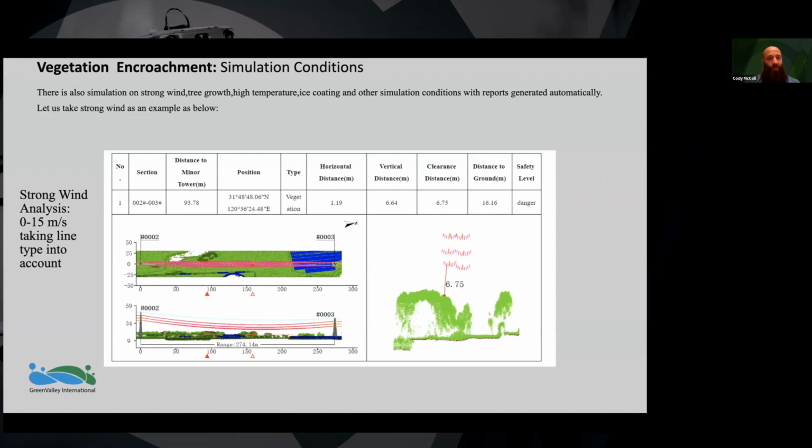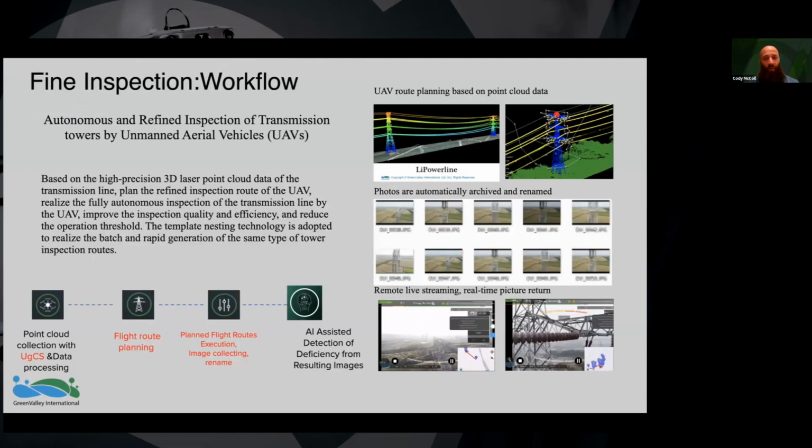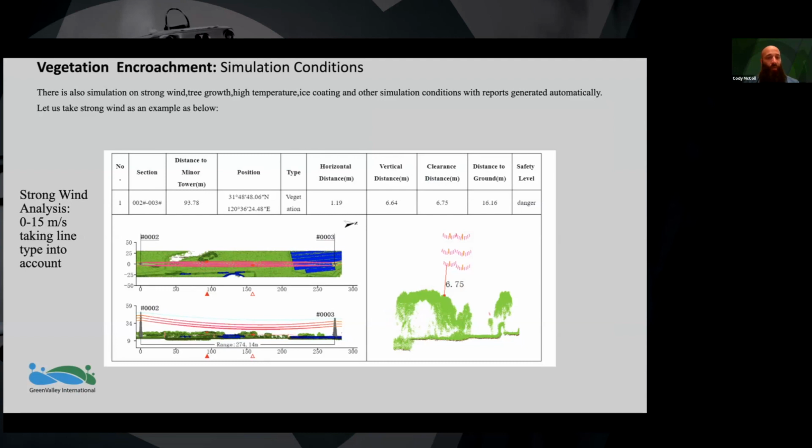Again, simulation conditions. There's also simulation of strong wind, tree growth, high temperatures, ice coatings, and other simulation conditions with reports generated automatically. So we're going to take strong wind as an example below. Strong wind analysis was 0 to 15 meters per second, taking line type into account. And again, it is indicating the safety level of danger. So if on certain days the wind is higher or lower, it will detect whether or not your power lines will be at risk. And that again is a reason for you to go out and manage and take care of them as soon as possible.